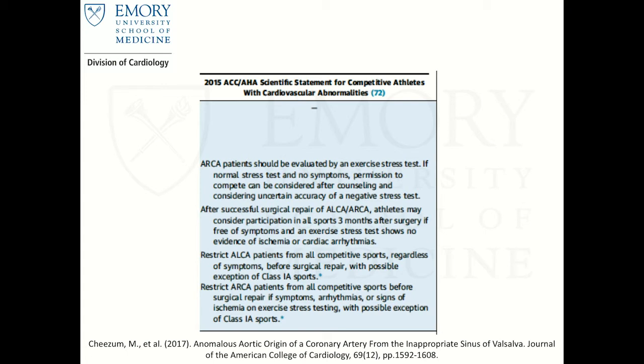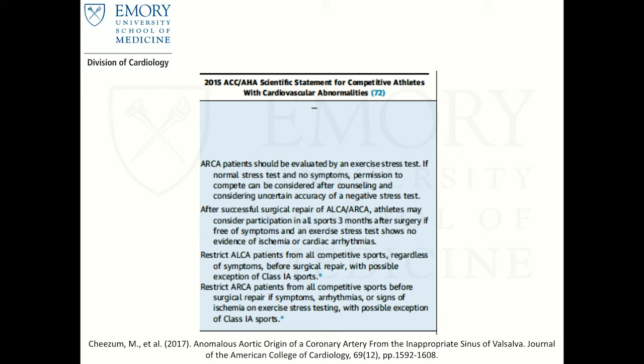talking about the uncertainty of a negative stress test. And they do say, though, that if their anomalous right coronary is about to undergo a surgical repair, you should restrict them before their surgery, or certainly if they had any ischemia or arrhythmias on stress testing. With regards to the left coronary, they're a little bit more restrictive. If someone has an anomalous left coronary, they say that they should be restricted from all competitive sports, possibly with the exception of 1A sports, which are things like yoga and golf and things of relatively low activity. Archery, yes.